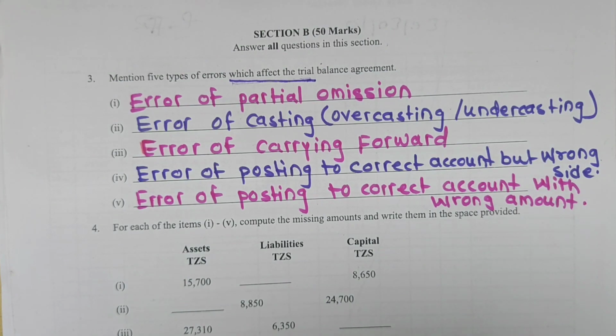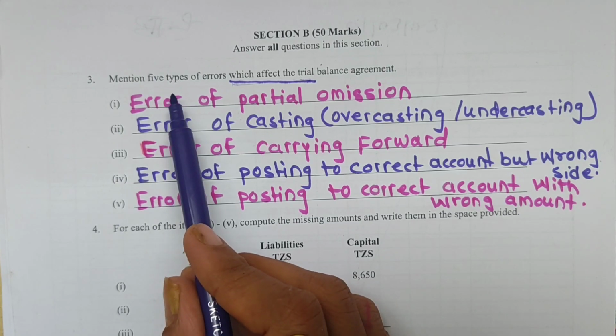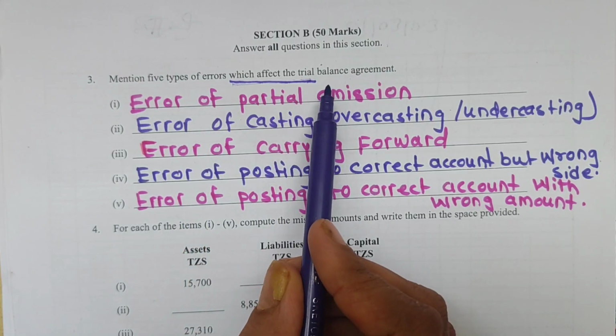These are the errors which can be revealed by the trial balance disagreement. Means in the trial balance, both the sides will not tally. There will be disagreement. The total will not be the same. So these are the 5 types of errors which affect the trial balance agreement.